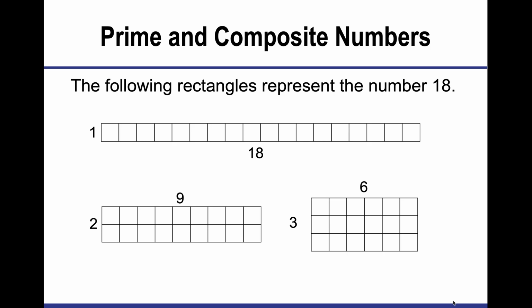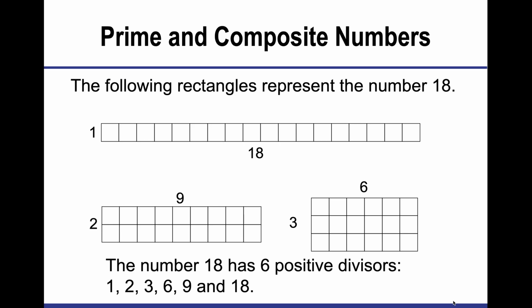So if I look at these blocks, the blocks represent the number 18, which could also be grouped as 2 rows of 9 or 3 rows of 6. So 18 has some positive divisors of 1, 2, 3, 6, 9, and 18. I'm getting those numbers from what's on the side of the blocks.